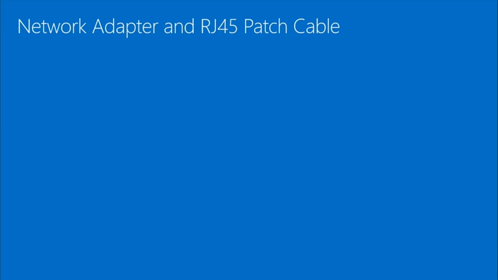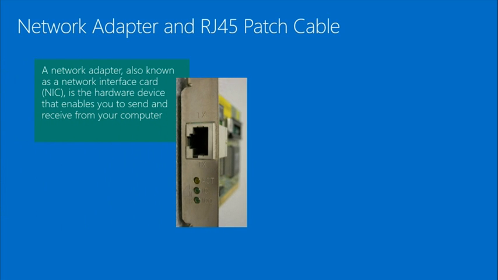So we've talked about hubs, we've talked about switches, we've talked about routers. Now let's talk about how we get devices connected to a hub, a switch, a router. So basically, how do we get connected to the network? Okay, so we have a network adapter. I'm sure if anyone has looked at their computer, laptop, desktop, whatever, they've probably seen this type of port.